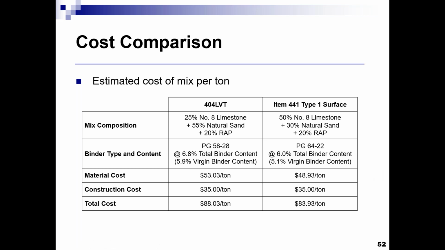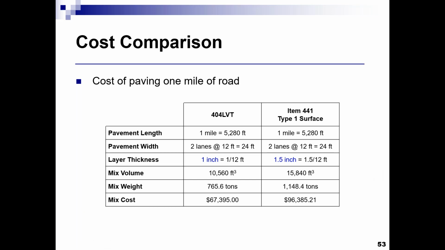So again, should you be using 404 LVT? The main advantage of 404 LVT over type 1 surface is that you can actually use it at a lower thickness. So in here, I'm comparing basically the cost of an asphalt overlay placed at 1 inch thickness using 404 asphalt mixtures versus a 1.5 inch asphalt mix produced using item 441 type 1 surface and used for the overlay. And you can see in here that basically the cost of the item 441 type 1 surface becomes more expensive.